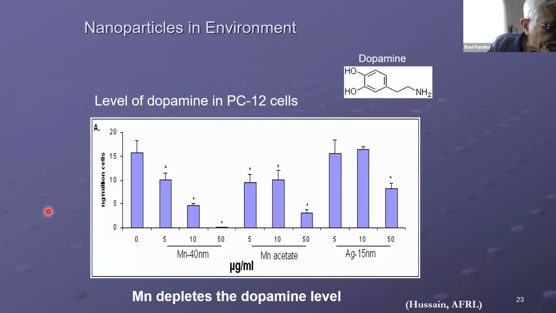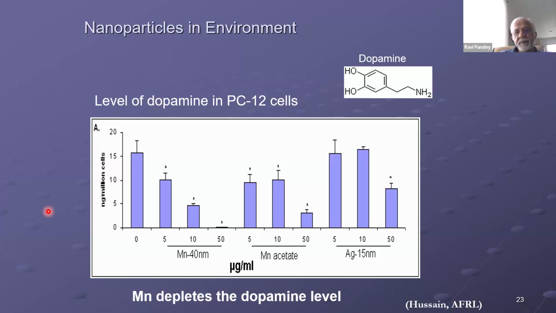So let me give an example, on nanoparticles in the environment. One of my colleagues, Dr. Sabir Hussain, an experimentalist at the Air Force lab, came to me. He said, Ravi, this is the result I have found. Can you explain? Can you find a reason for it?